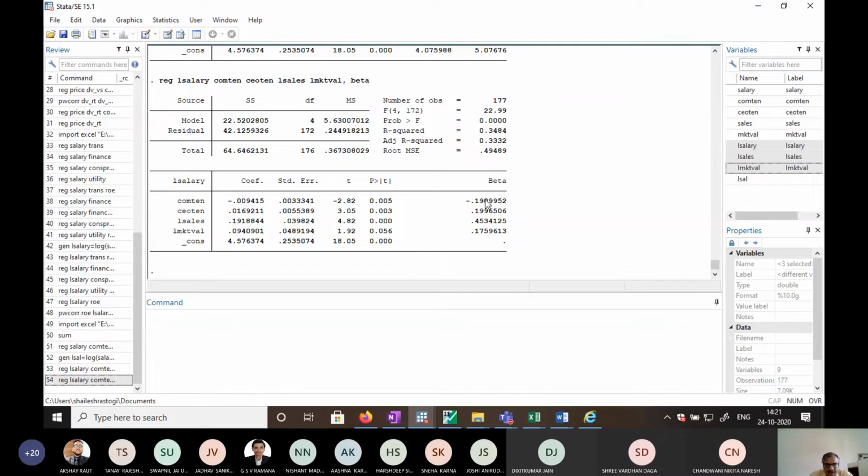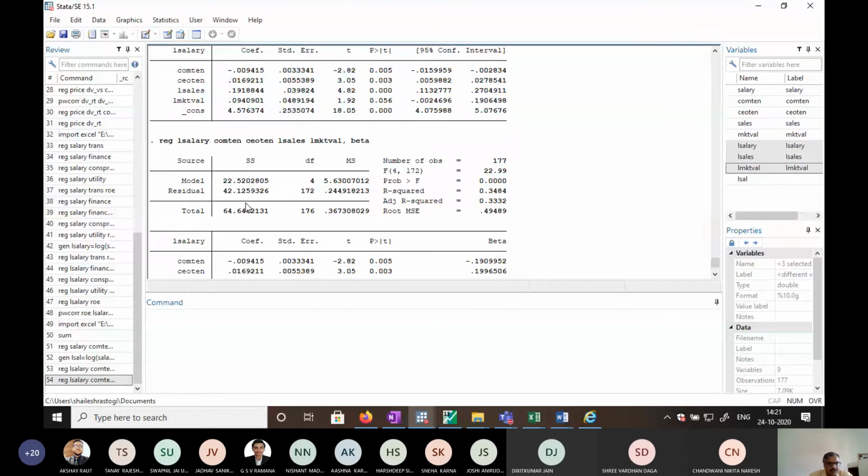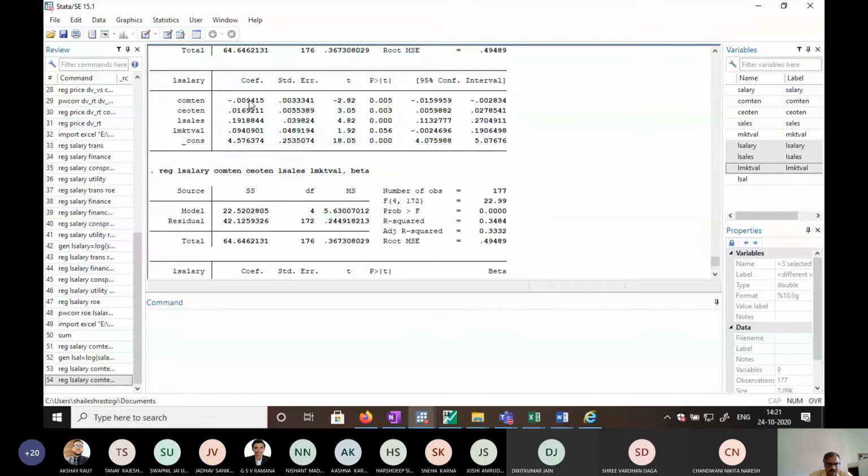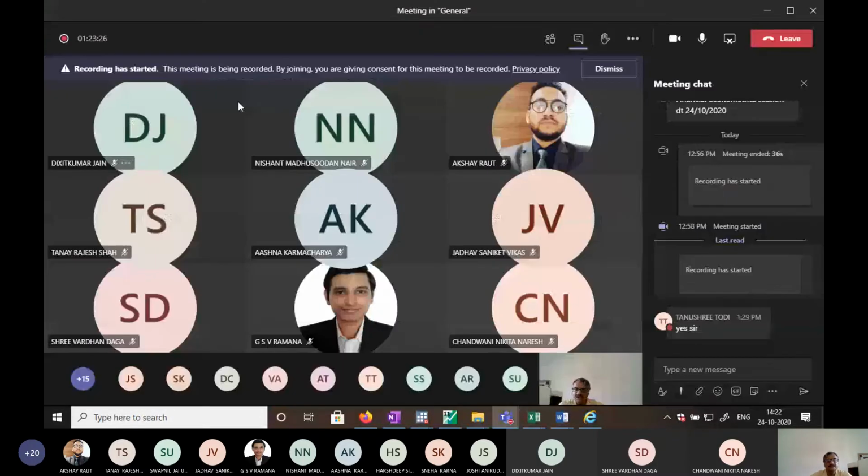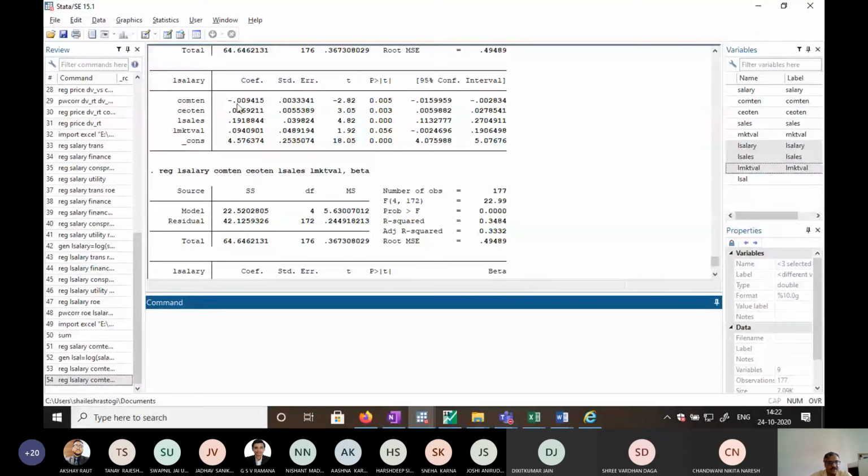After that, company tenure. One thing which should also be noted, which we just ignored, is that company tenure is negative. It means if somebody has stayed in a company for a longer duration, he is not respected in terms of being given more salary. That's a good interpretation. Class, you're with me? That's a good interpretation that company tenure is negatively associated with the CEO's salary.